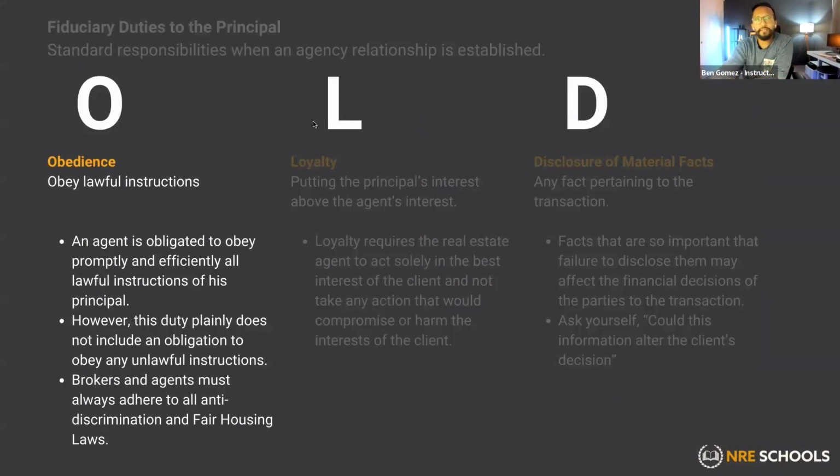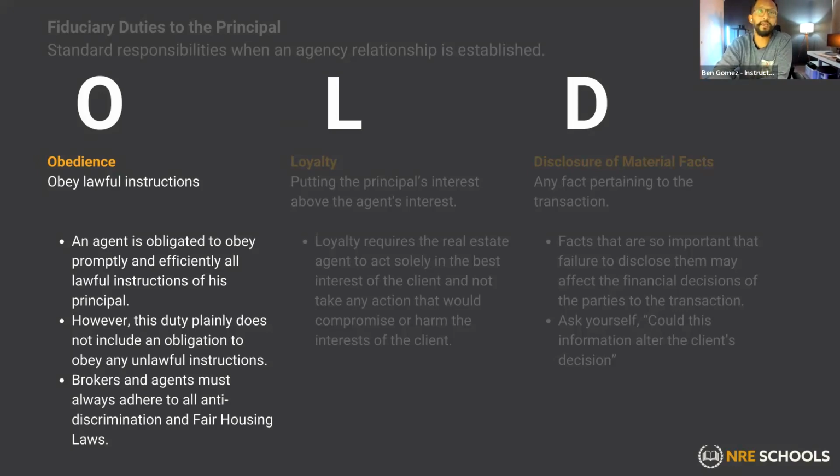Now, obedience is a very broad term, right? And these, again, are the fiduciary duties to a principal. These are the standard responsibilities that we owe the people that we are representing. We need to obey promptly and efficiently all the lawful instructions of our principal. We do need to follow our client's instructions. So if they want us to do something, and as long as it's legal, yes, we need to do it. We cannot act illegally because our client asked us to.